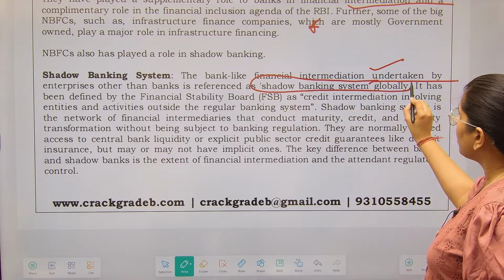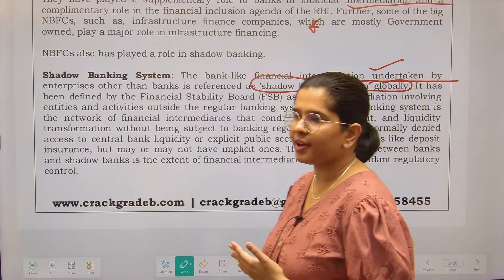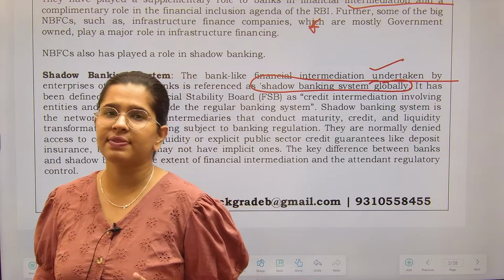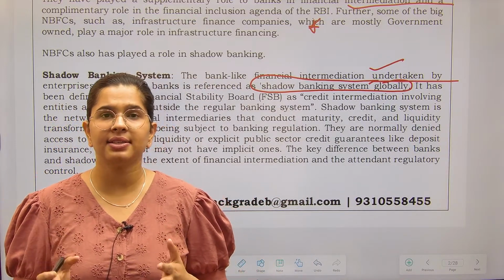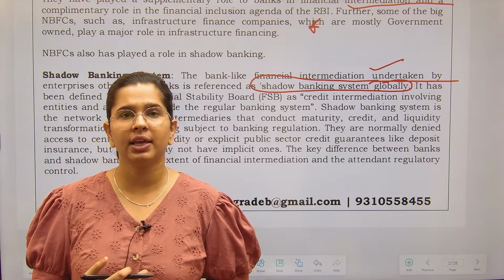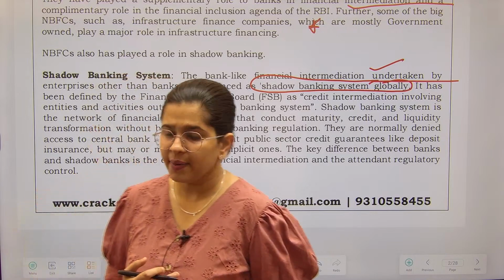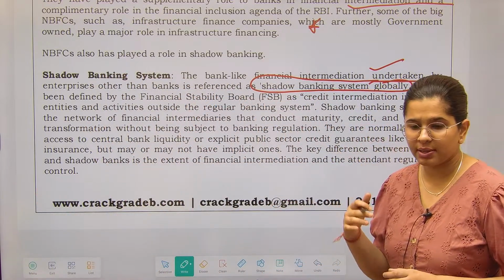The shadow banking system, the bank-like financial intermediation undertaken by enterprises other than banks, is referred to as the shadow banking system globally. एक तो होते हैं आपके बैंक, और फिर बैंक की परछाई क्या होगी? Those entities which are following up the bank, which are fulfilling the finance related requirements of the public, उनको हम क्या बोलते हैं? Shadow banking, right?